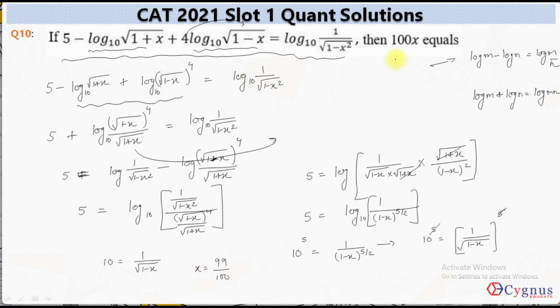Now what he is asking, what is the value of 100x? If x is 99 by 100, then 100x will become how much? 99. So my answer becomes 99. I would say that this question was lengthy, not tough. This was also doable. Fine. Okay. Let's move on to the next one.